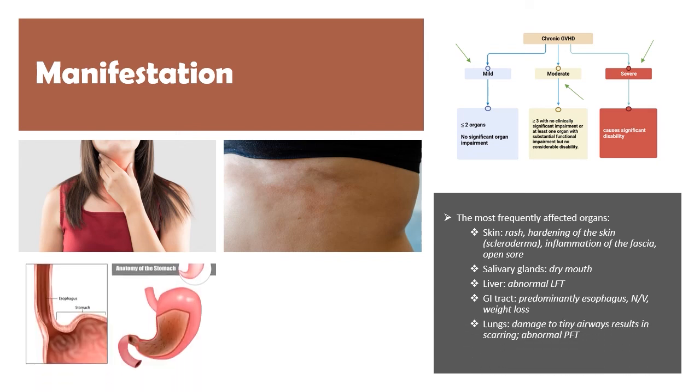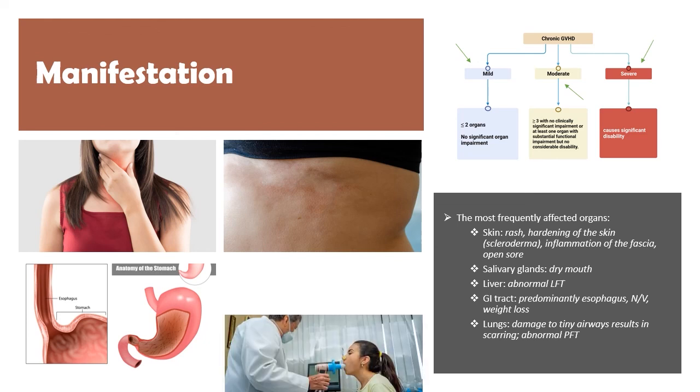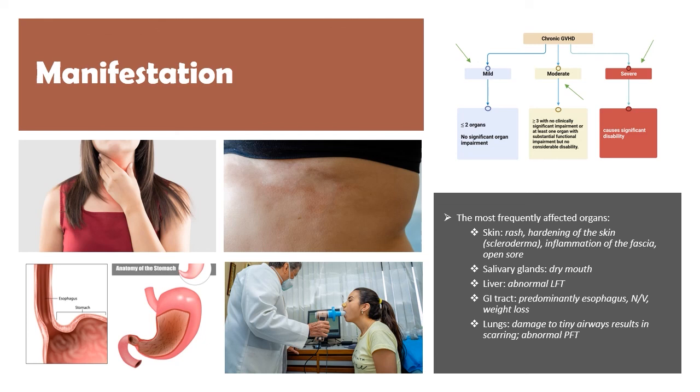The last organ is the lung. Chronic graft versus host disease can damage tiny airways via inflammation, which results in extensive scarring and blocking of the airways. This abnormality can be detected in pulmonary or lung function tests.